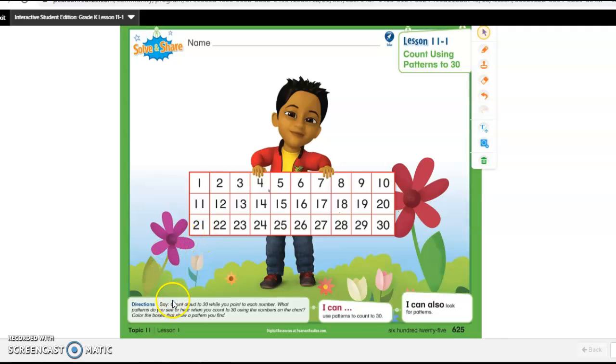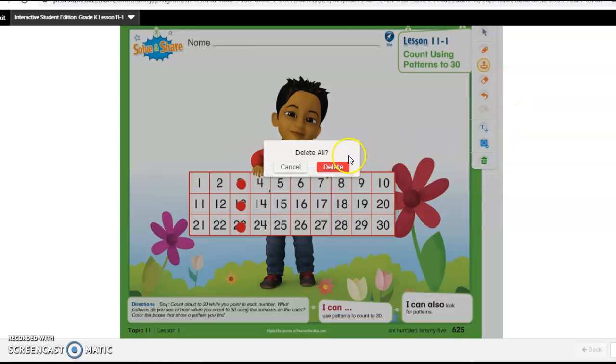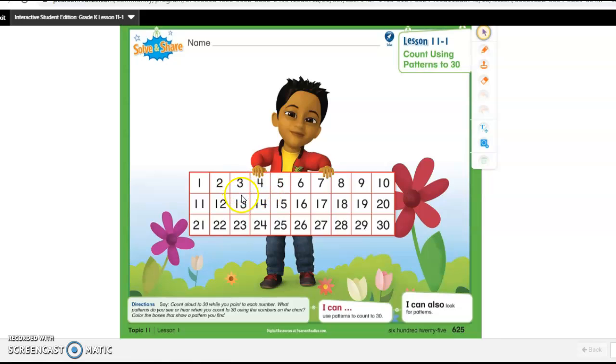Good. So on this page, what they were asking was to color boxes that show a pattern you find. So, I mean, we basically just did that right now. I'm going to use a red counter, and I'm going to put one here, and one here, and one here. That could be one way you show me your pattern. You show me that those numbers that had a counter on it, I put them there because they all had a 3 in the ones place.